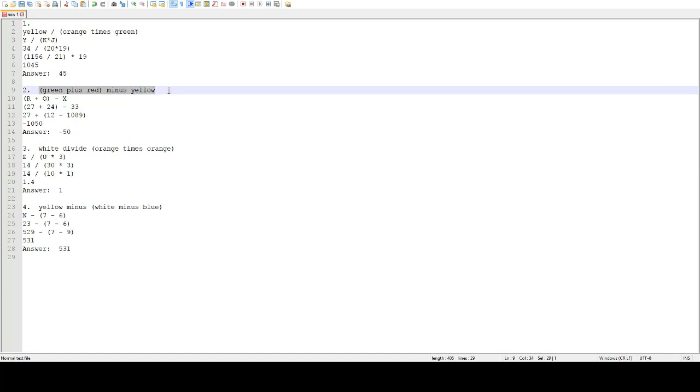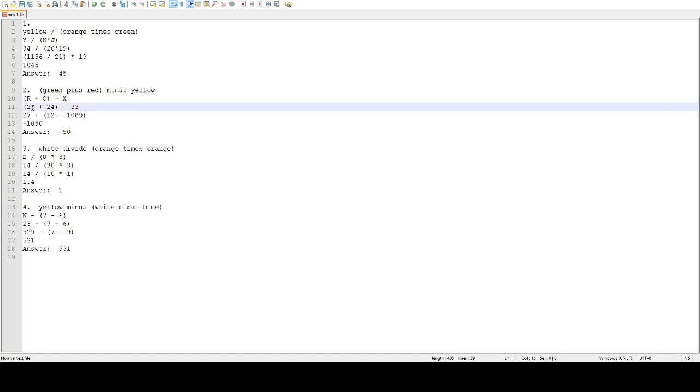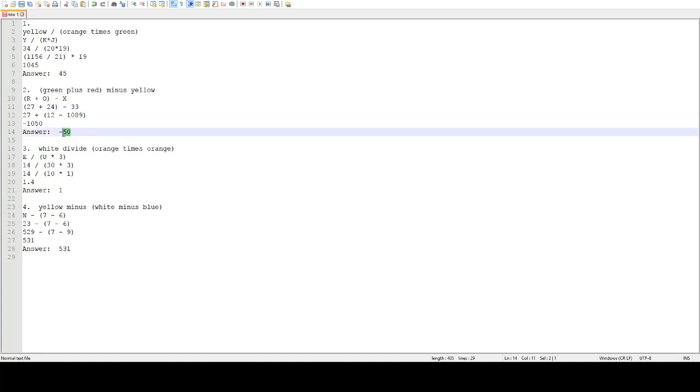2, likewise, green plus red minus yellow. ROX gave us these numbers. Green, swap the parentheses. Red, I don't think we've had in a while. If the number's odd, double it. If it's even, otherwise, halve it. So we have the 24 to 12. Square the 33 because it was yellow gives us 1089. That comes out to be negative 1050, which is negative 50 for our answer.